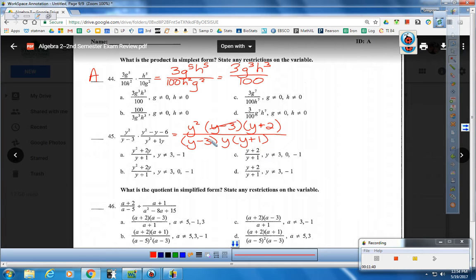So my y minus 3's cancel out. Now that doesn't mean that y can equal 3. Y is still not allowed to equal 3. Y is also not allowed to equal 0. And y is not allowed to equal -1. So these two are out.